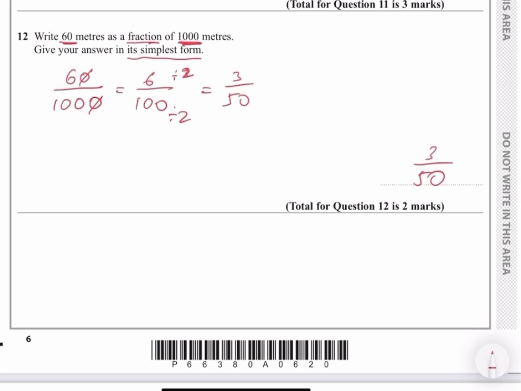Question 12, write 60 as a fraction of 1,000 meters. Just write 60 over 1,000. Simplify. And you get your simplified fraction, 3 over 50.